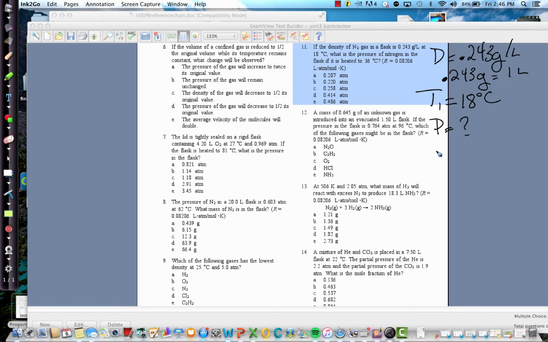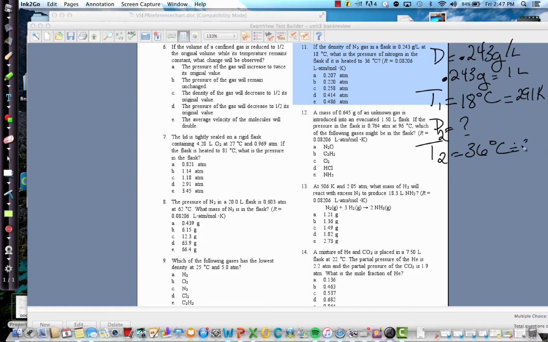When it's heated to 36 degrees Celsius, we're looking for the pressure at this temperature. Automatically I know that I'm going to have to convert the degrees Celsius into Kelvin. So 18 plus 273 should be 291 Kelvin. You always have to convert to Kelvin for gases no matter what.